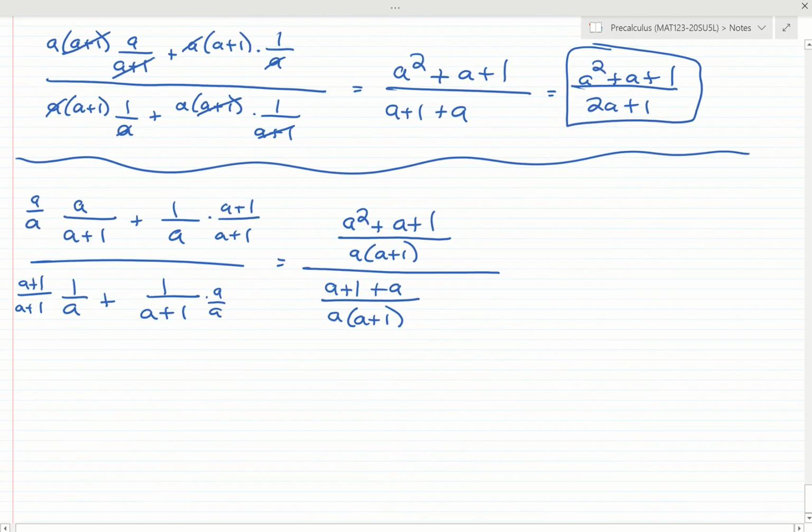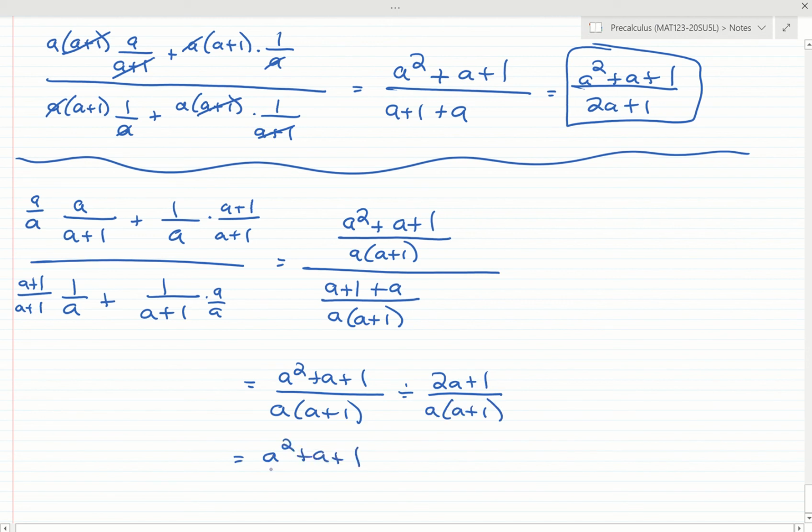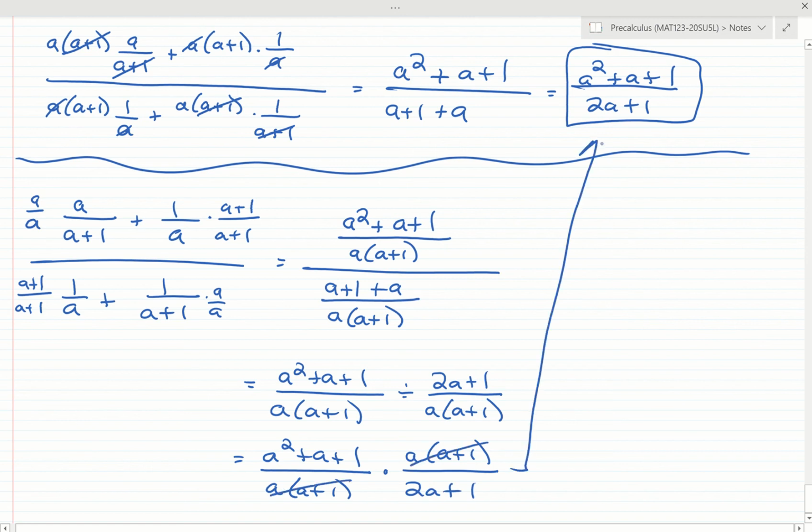And we have a fraction over a fraction. Let's write it out horizontally. And then we're going to multiply by the reciprocal to finish this up. And you should start seeing what's happening, right? These are going to cancel. We wind up with the same answer we got over here.